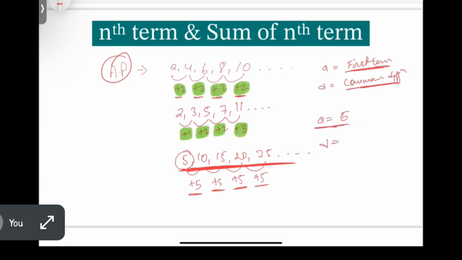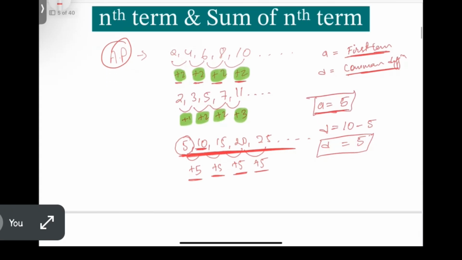How do we find the common difference? Common difference simply means you can take any of the terms, but better take the smaller terms. I'll take the second term. That means second term minus first term will give you the common difference, which means I'll get 5. So the common difference here is 5 and the first term is a. That is a certain basic here.